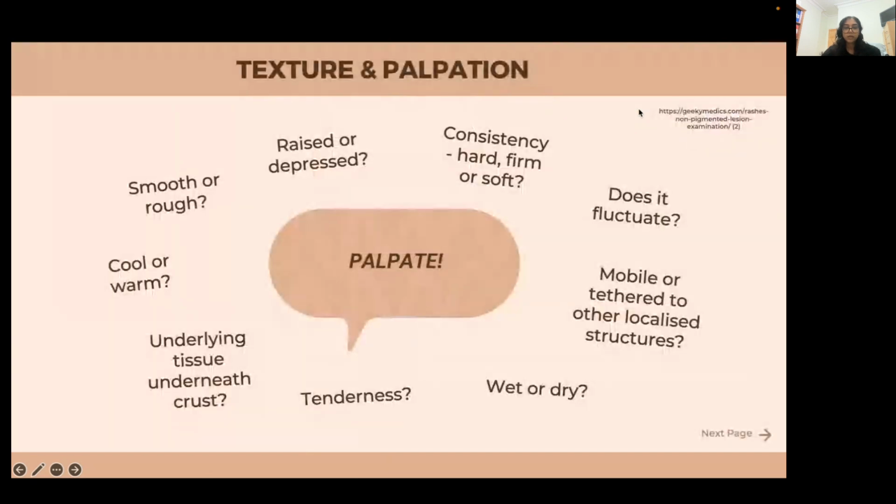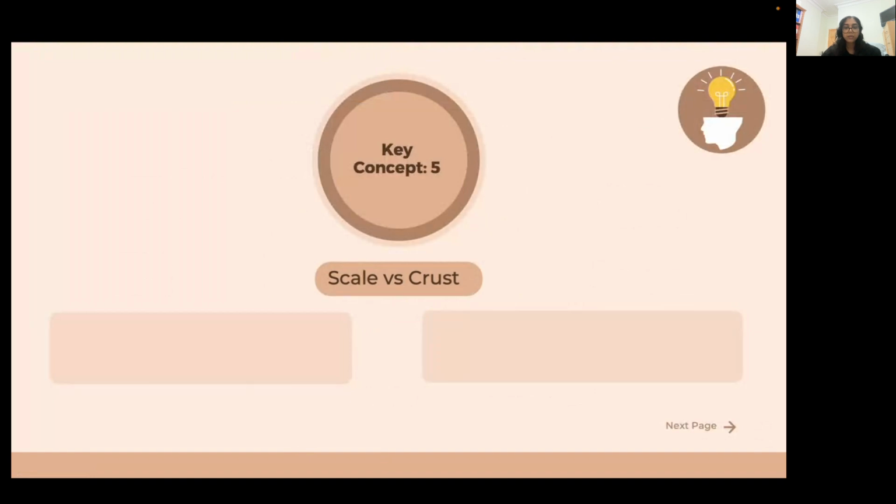Okay, so I mentioned crust before. So does anyone know the difference between scale and crust?